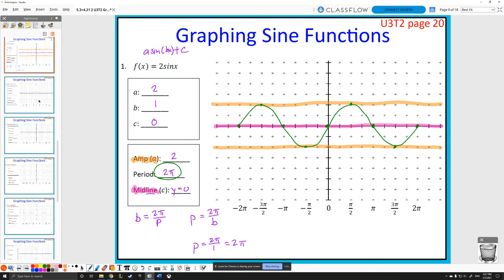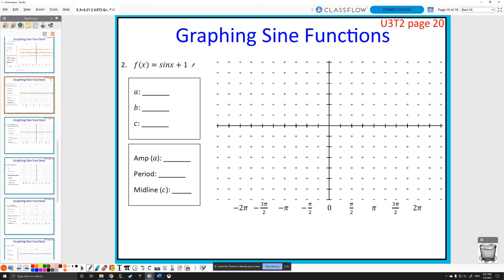All right, let's do another example here. I got sine of x plus 1. My a is 1, my b is 1, my c is 1. My amplitude is just my a value. My period, again, the b value is 1. It's going to be 2 pi once again. The math is p equals 2 pi over b, meaning 2 pi over 1, which is equal to just 2 pi. My midline is y equals 1.